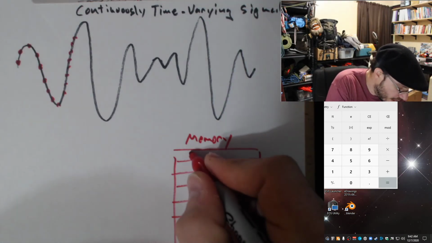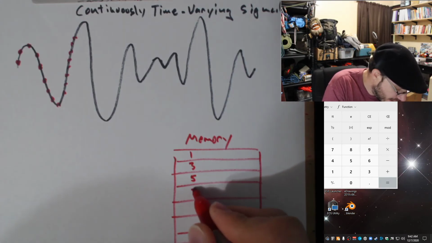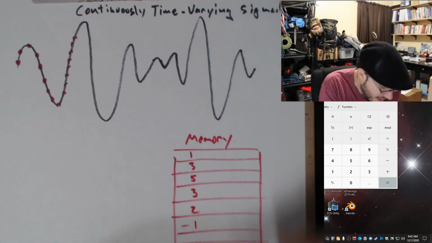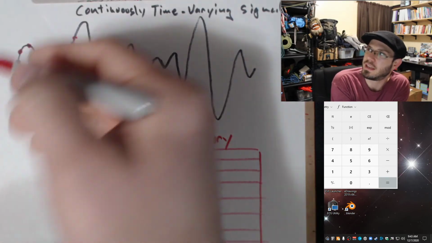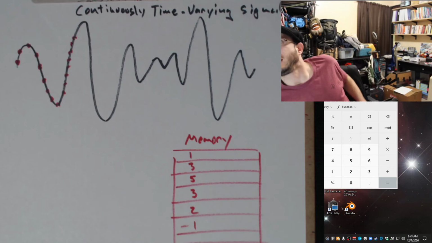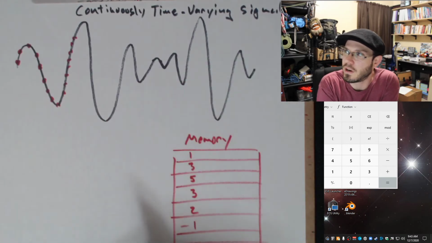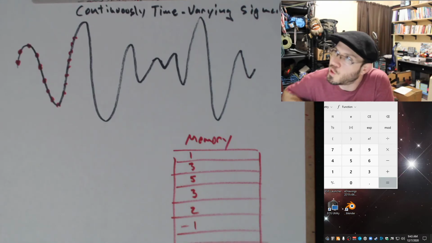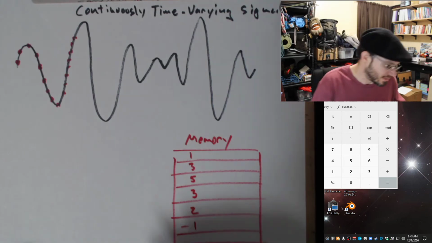So maybe this first one is 1 and 3 and 5, and then it starts to go back down, 3, 2, and then -1, and so forth. Whatever it is, maybe all of these above center are positive, and all of them below center are negative. It depends on your VREF and your setup for your analog digital converter, etc. So each one of these turns into a discrete value. And so that's the process of digitization.